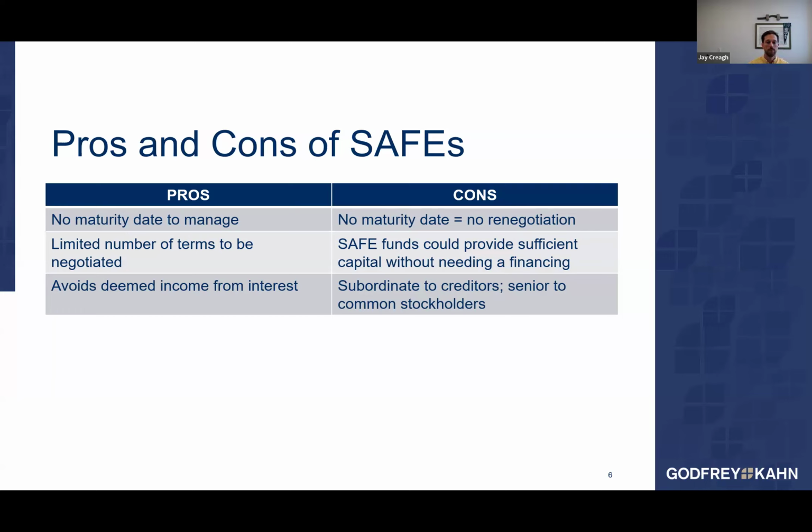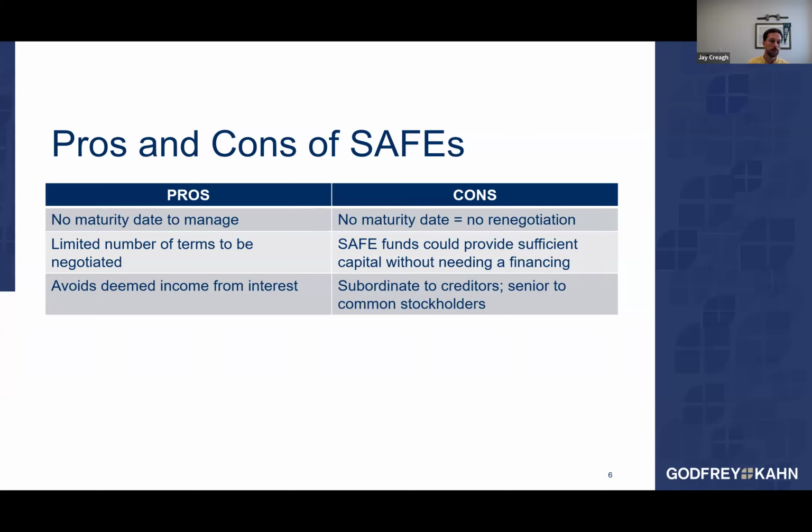The cons, from an investor perspective: there's no maturity date. So there's no forced discussion at the end of a maturity date that the convertible note would have. And it's possible that a company, especially today with the efficiencies that some founders are able to have using AI and different offshore resources, could raise money via safe and not need to raise again. And so then these safes are just sitting out.